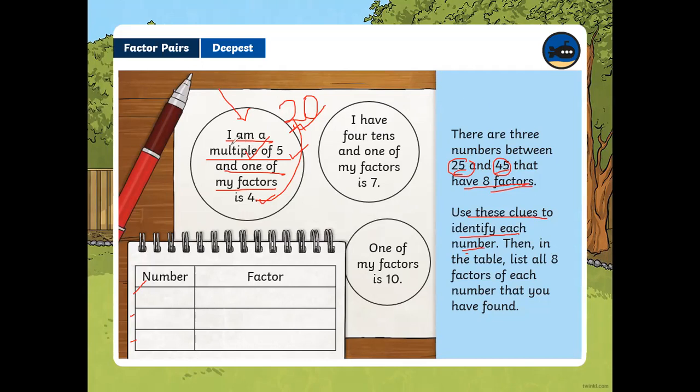Sridhar, your number must be more than 25. Remember, I am a multiple of 5. That means this number is in the 5 times table. Got it? And when you choose this number, 4 is one of the factors. There can be many factors. How can 4 be a factor for 17, Sridhar? And 17 is less than 25.